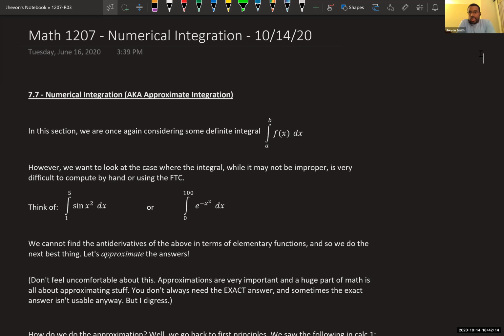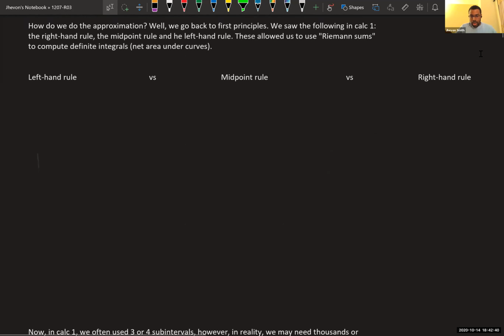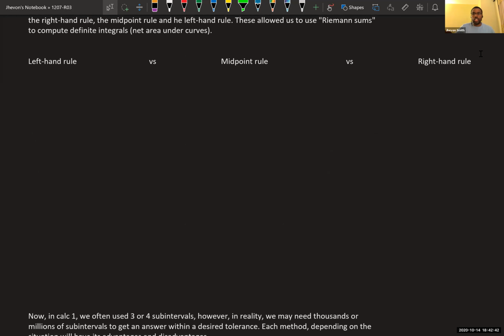So every now and then you'll have an integral where all your fancy pants strategies can't get you to an answer, but it's very, very important that you be able to get to an answer. And so what you try to do is something called numerical integration. This is basically going back to first principles of integration, setting up Riemann sums. So in Calc 1, you learned about 3 of these strategies.